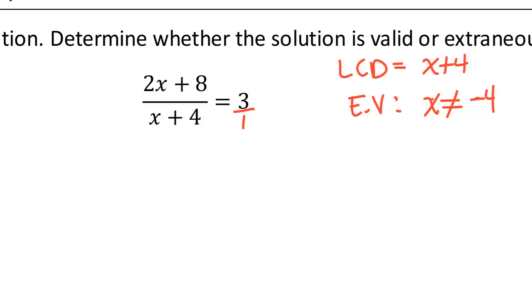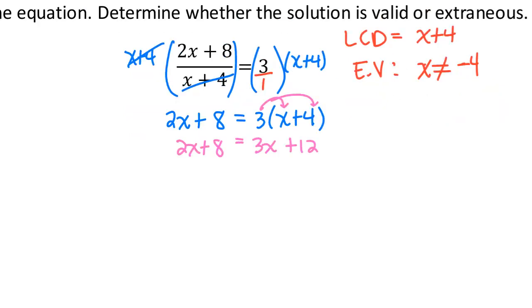Okay? So multiply both sides by the LCD, and then go solve as much as possible, and then check your excluded value. Okay?